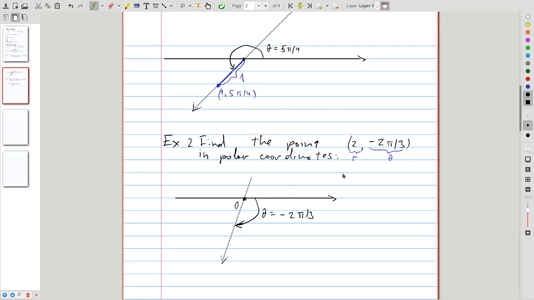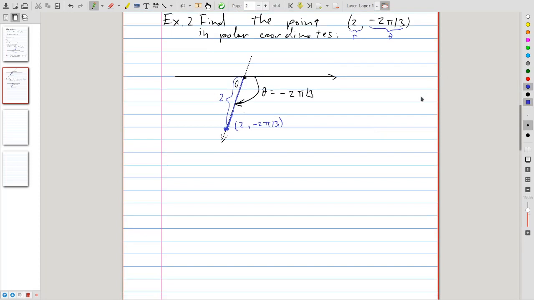So we are measuring angles in exactly the same way as we would on the unit circle. And now r is positive 2, so we have to measure the distance 2 up to here along the positive direction of our axis. And so if this is of length 2, then this is the point 2, minus 2 pi over 3 in polar coordinates.